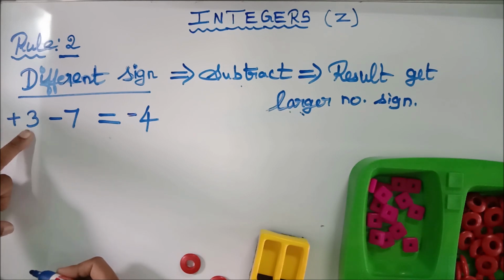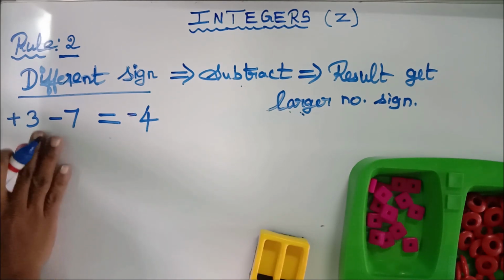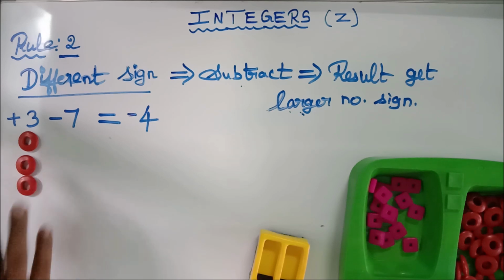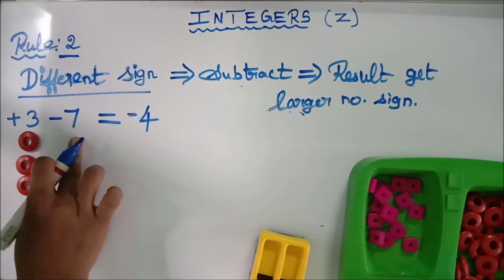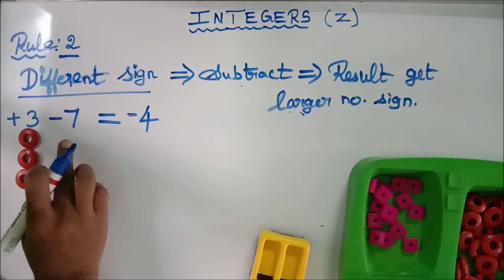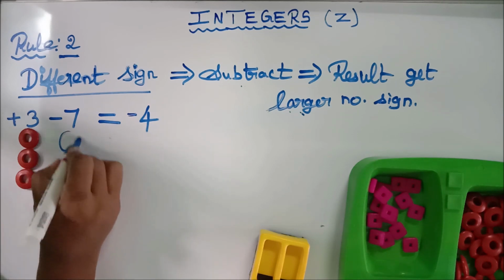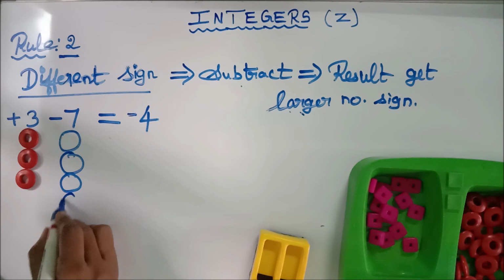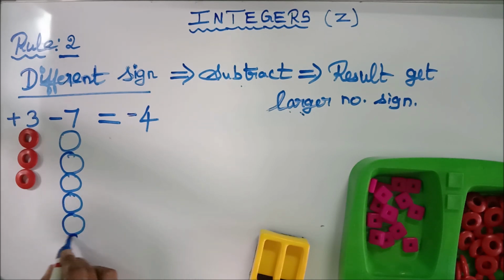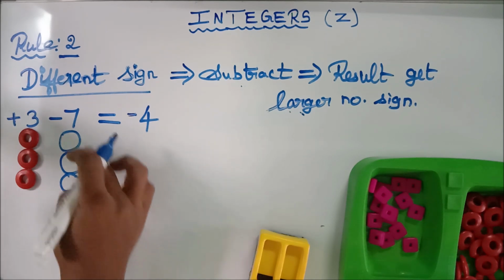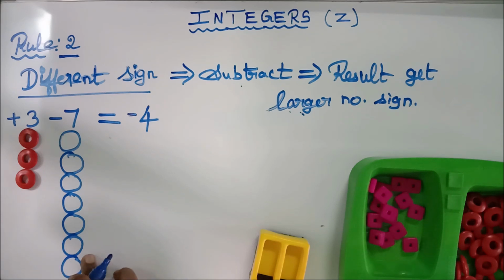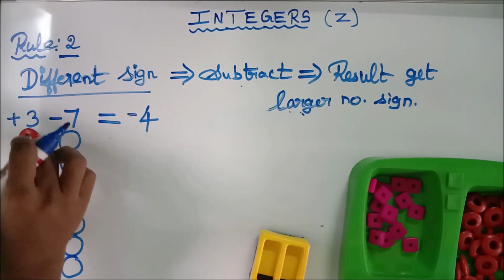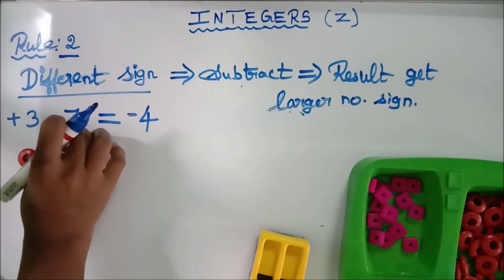Okay. Plus 3 means you are having 3 coins. So 1, 2, 3. Minus 7 means you are in need of 7. So you are in need of 7 coins. So 1, 2, 3, 4, 5, 6, 7. That is, you are in need of 7 coins. But you have plus 3 coins.